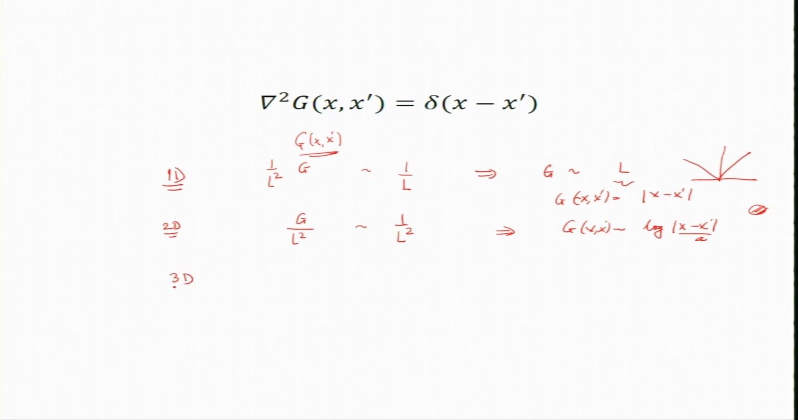In 3D, the left hand side remains the same, G by L squared, and the right hand side is 1 over L cubed. So, G is 1 by L, and the answer is 1 by R, 1 by 4 pi R. So, this is all consistent. You can verify from dimensions that this is what we get. So, this is for the Poisson equation. I think this is just straightforward, but we should know how to do this stuff.